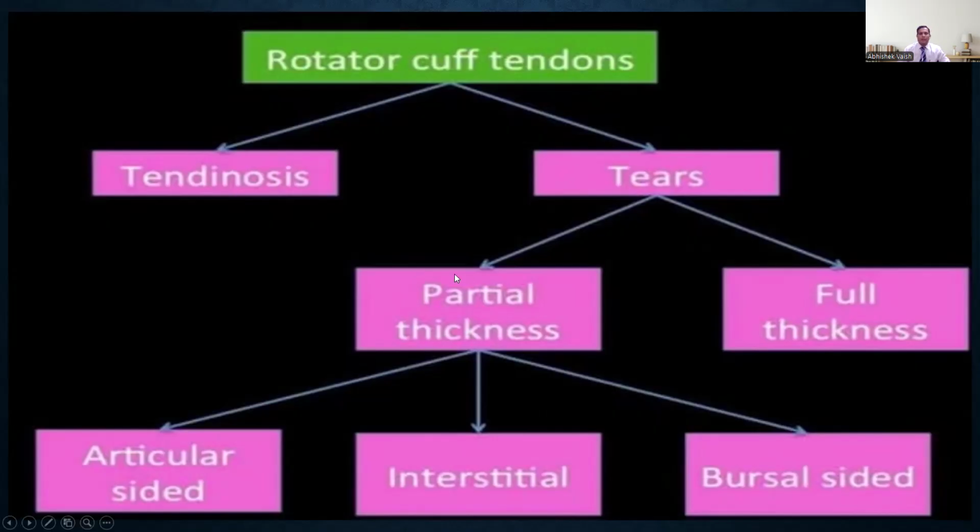A partial tear can again be either on the side of the joint, called the articular side tear, or an interstitial tear in the substance, or a bursal sided tear, that is, a tear in the subacromial space.